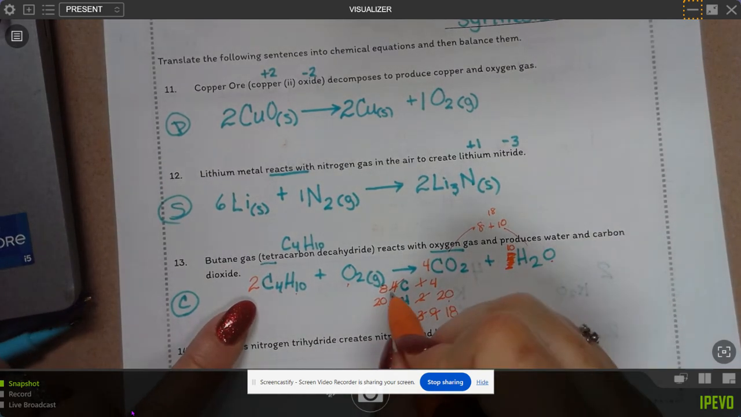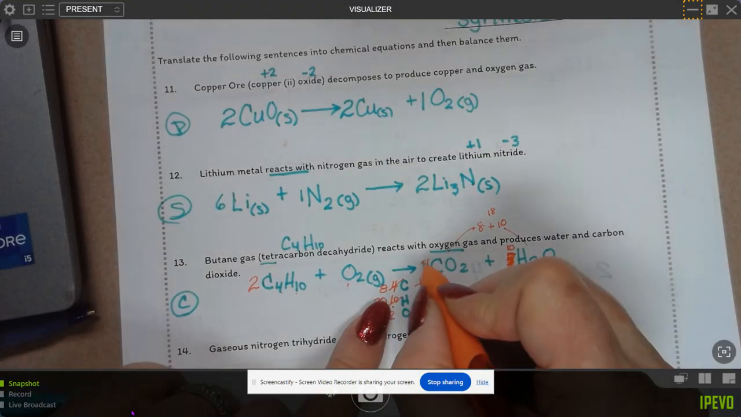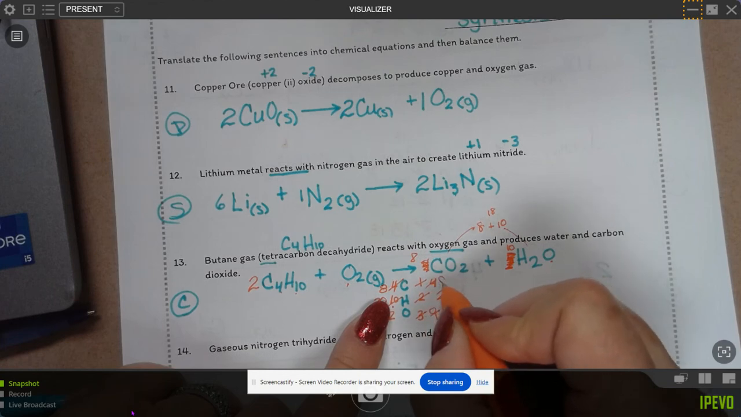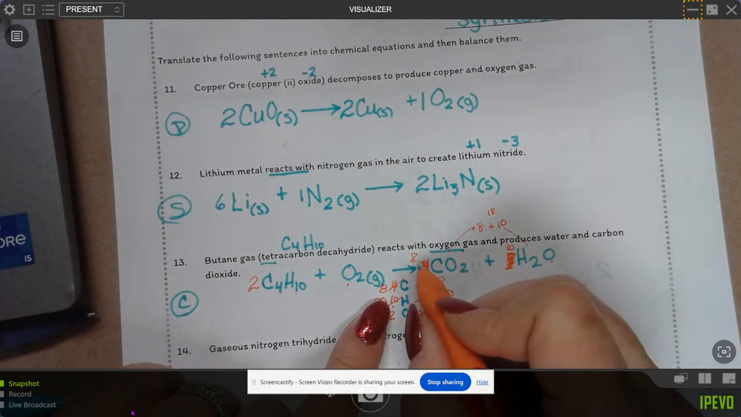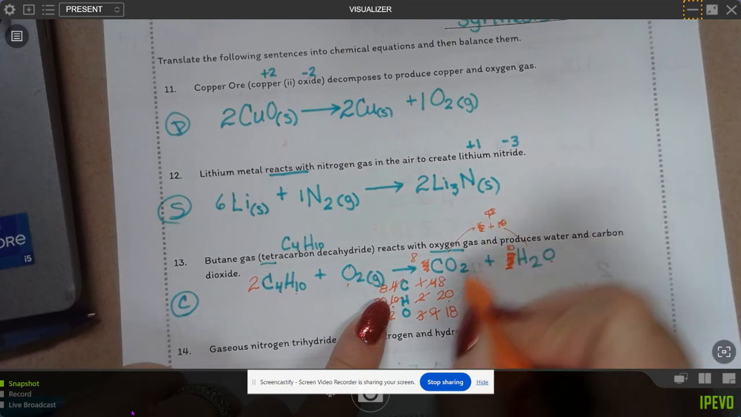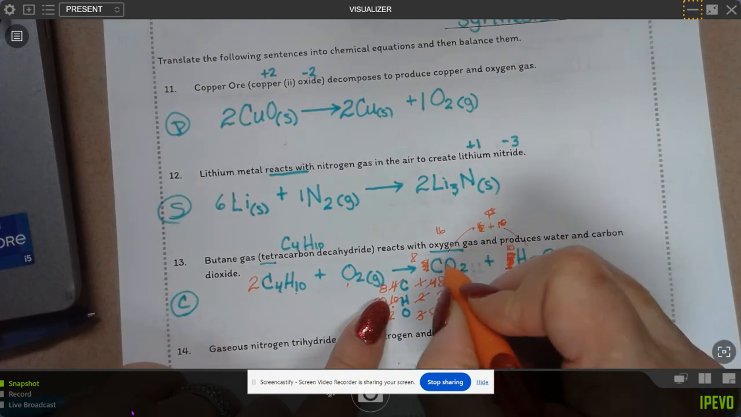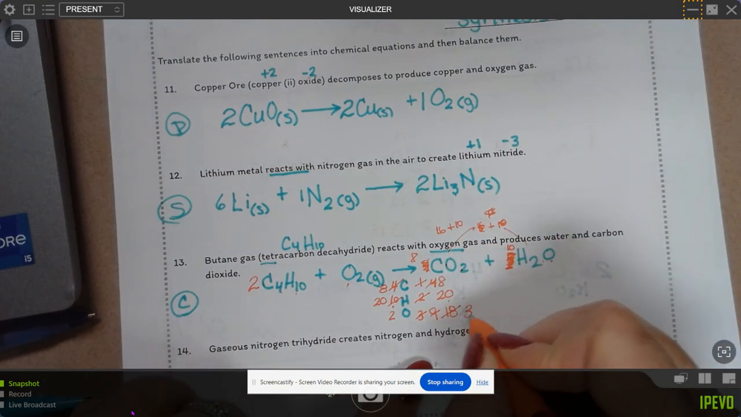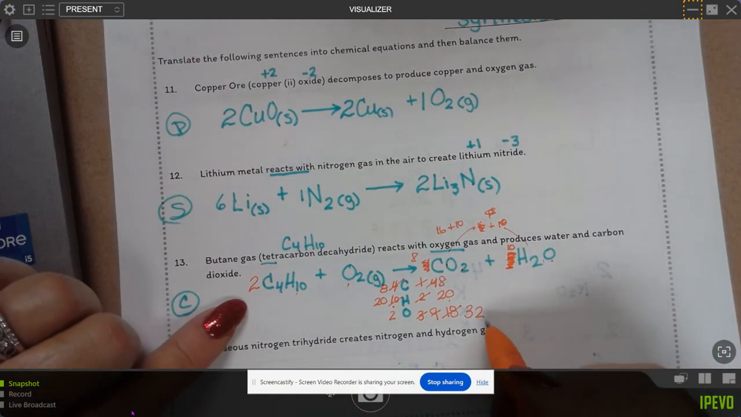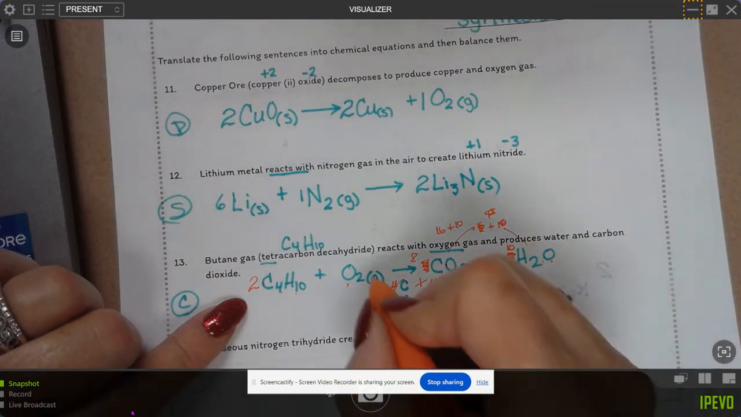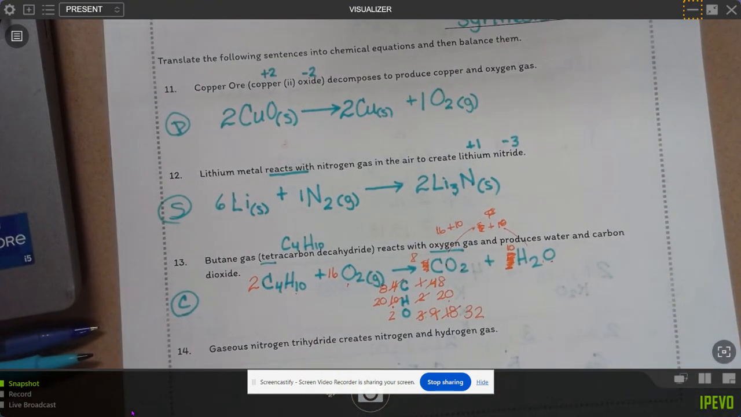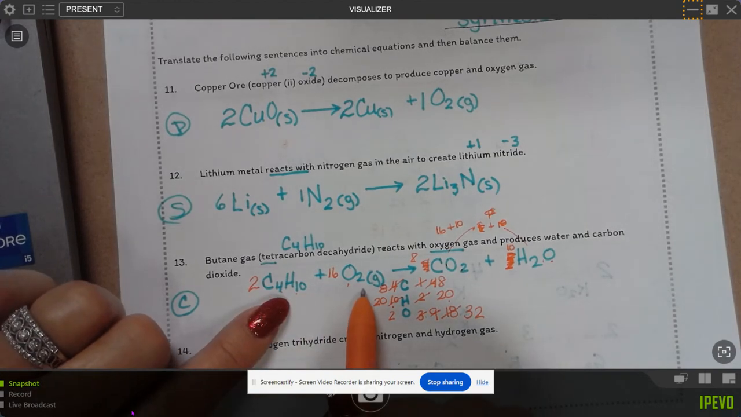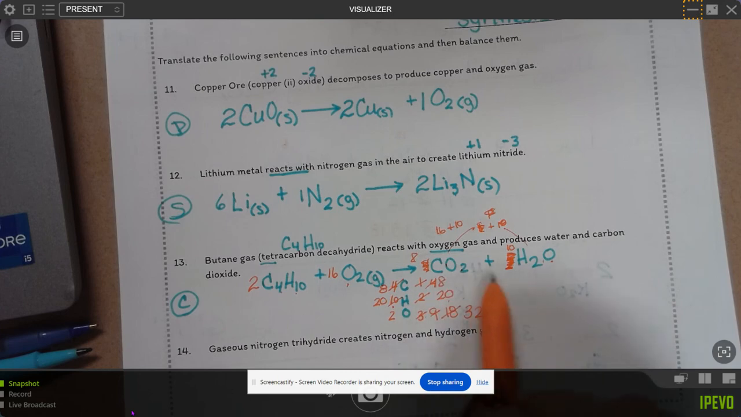Okay, so finally, I've got 8 carbon here. If I change this to an 8, now I have 8 carbon, so that's balanced. Now, though, I have 8 times 2 is 16 oxygen and 10 oxygen. So I have 32 oxygen. It's easy. Half of 32 is 16. So I put a 16 there. My equation is 2C4H10 plus 16O2 produces 8 carbon dioxide and 10 water.